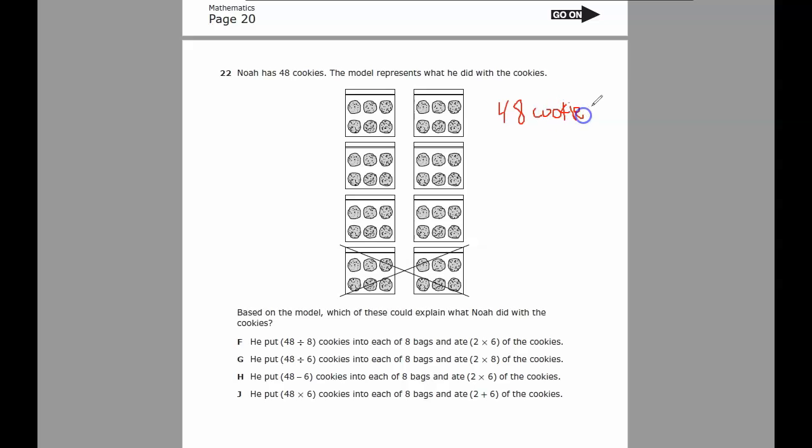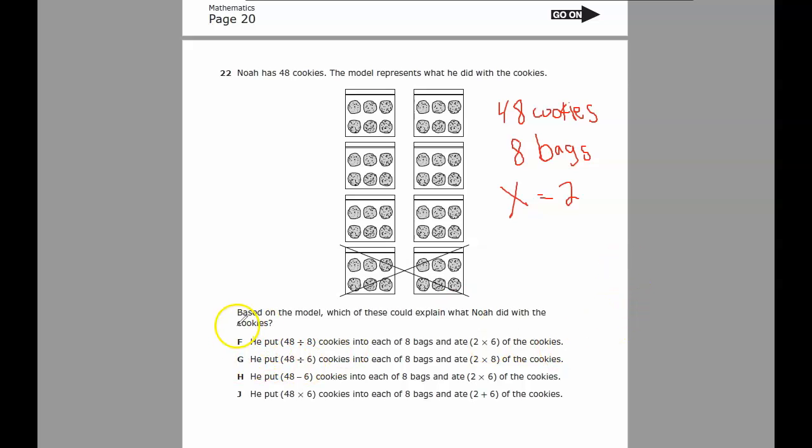Okay, what else do we have? What are the cookies in? The cookies are in bags. So I have 1, 2, 3, 4, 5, 6, 7, 8 bags. Okay, so I have 8 bags, and I have 2 crossed out, right? So I have 2 of those. Okay, so he put 48 cookies divided by 8 cookies in each of 8 bags, and 8 2 times 6 cookies.